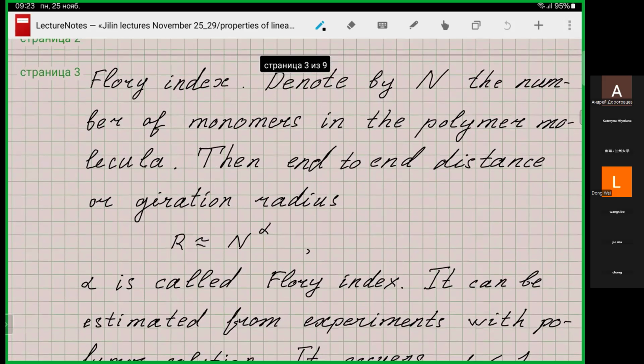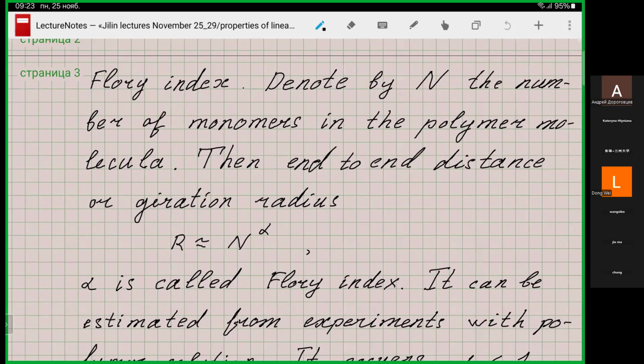Now let's get the idea of what we have to do. To get this idea, we consider a new for us, but rather old characteristic of the linear polymer. It is called the Flory index. Denote by capital N the number of monomers in the polymer molecule. Then it occurs that the end-to-end distance or gyration radius of a linear polymer looks like a constant multiplier of N to some power alpha. It is not linear with respect to N. We can expect that it can be linear only when our long molecule looks like a line.